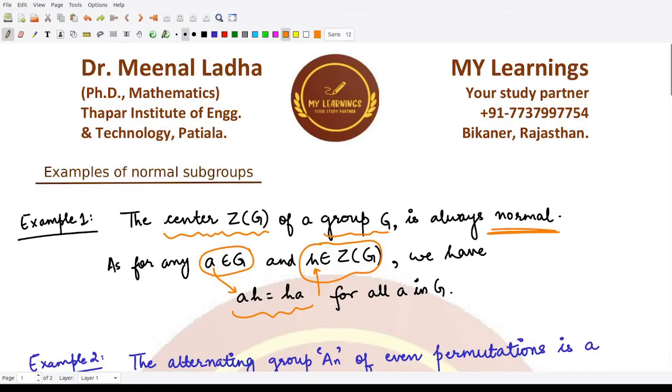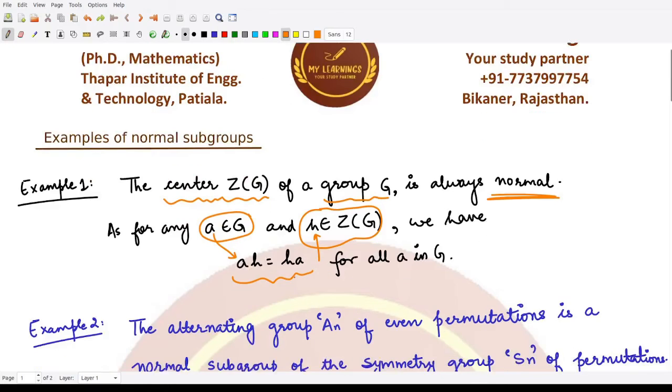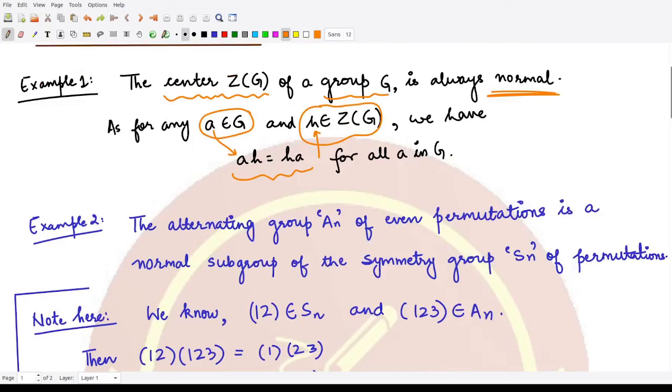Let's move to the second example. It is about permutation groups. If you remember the symmetric group, it is a group consisting of all the permutations. And what are permutations? They are functions which map some set S to the set S, where S consists of all the natural numbers up to n.